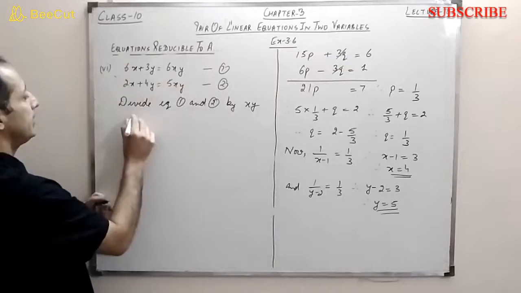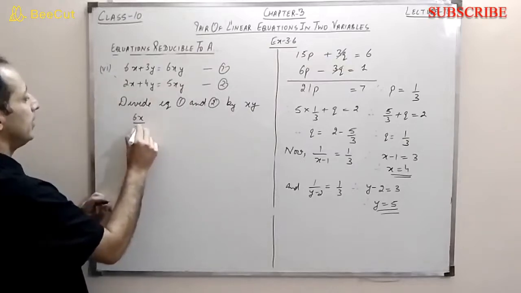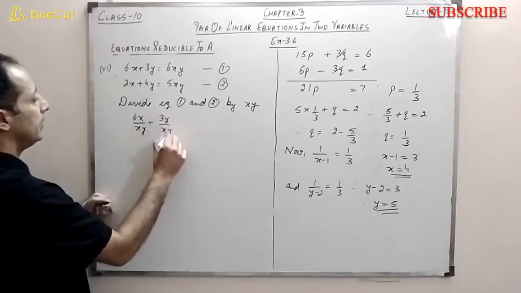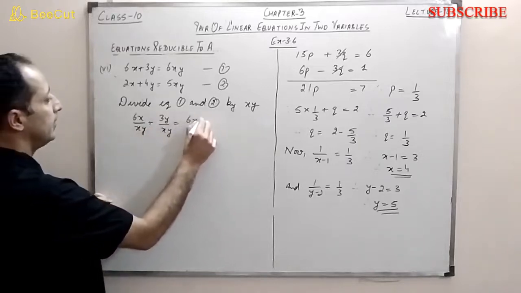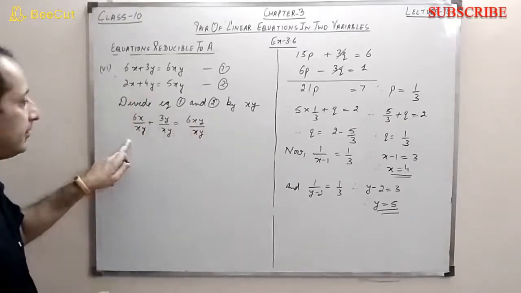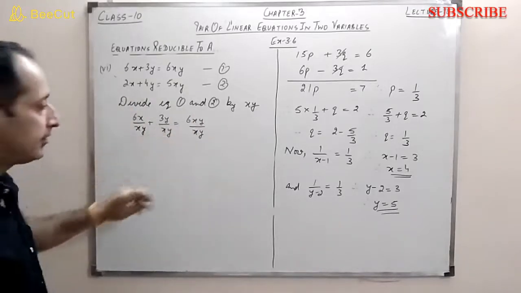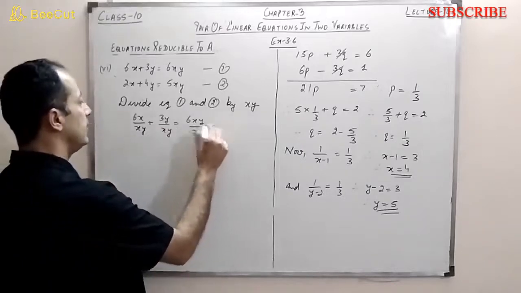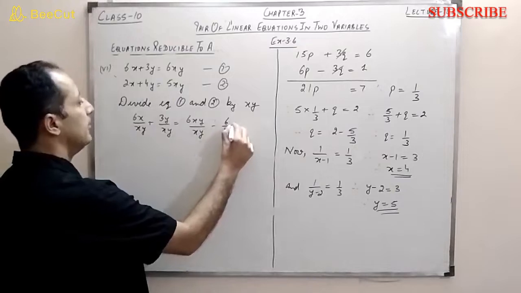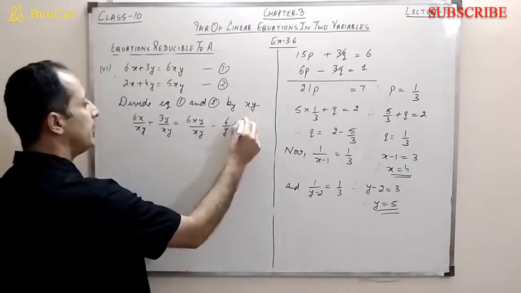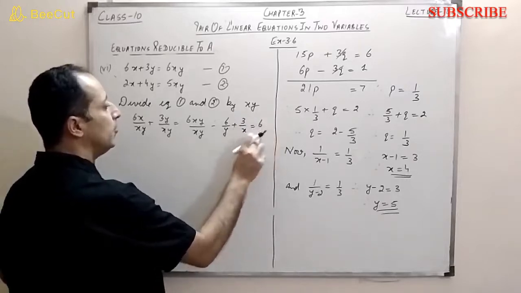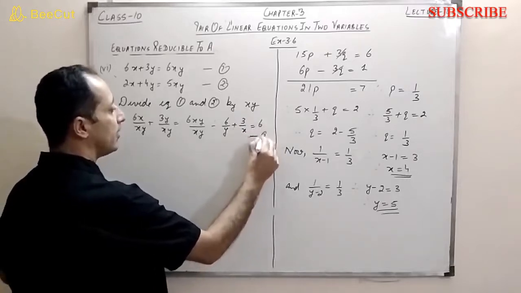I write 6x upon xy, 3y upon xy, 6xy upon xy. Now here x cancels, here y cancels, here both xy cancel. So what I am left with is 6 by y plus 3 by x equals 6. So this is my new equation. I write it here as 3.